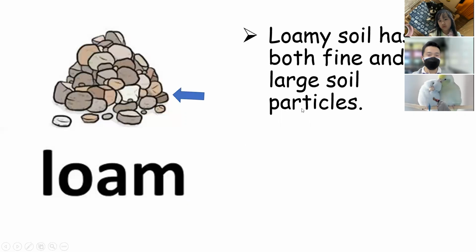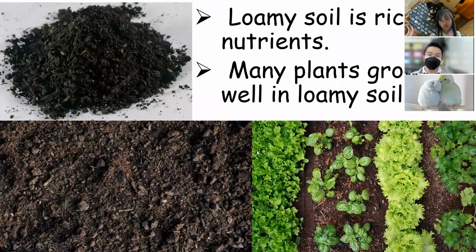Loamy soil has both fine and large particles. You can see in this picture, there are big particles because it is mixed with sand, and there are smaller or very small particles which are mixed with clay or silt. So this soil is good for planting for the reason that it is mixed with sandy soil, humus, silt, and clay. Loamy soil is rich in nutrients.